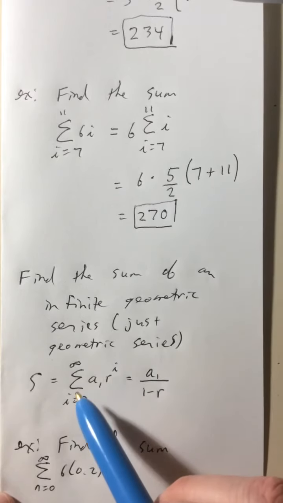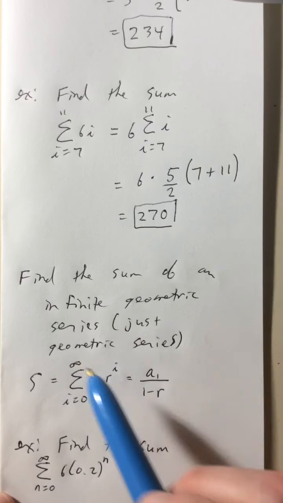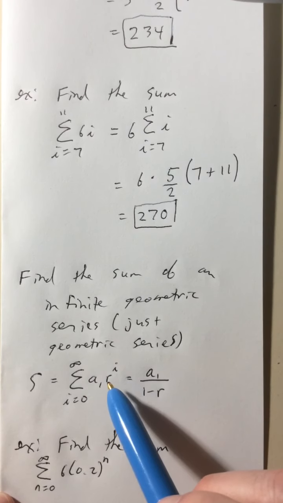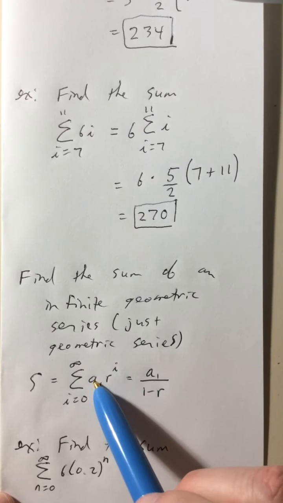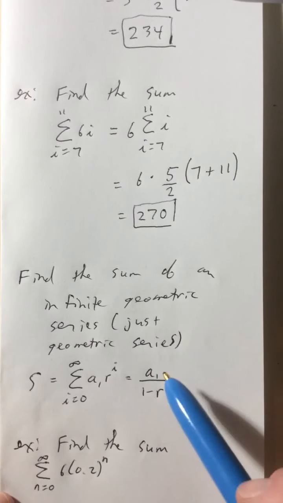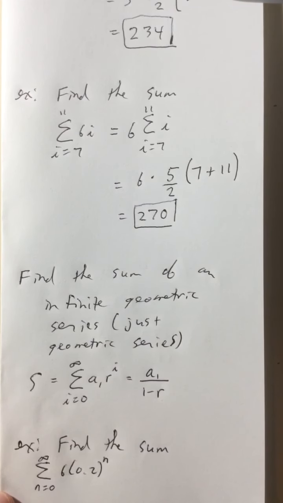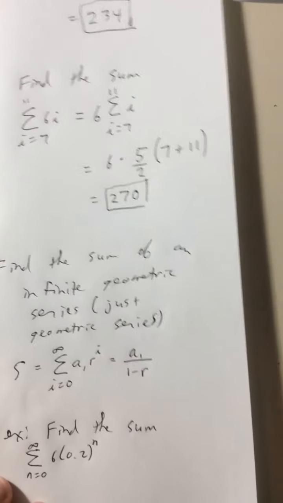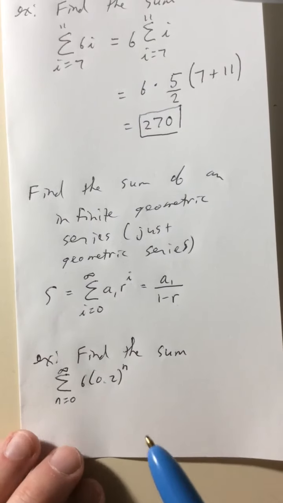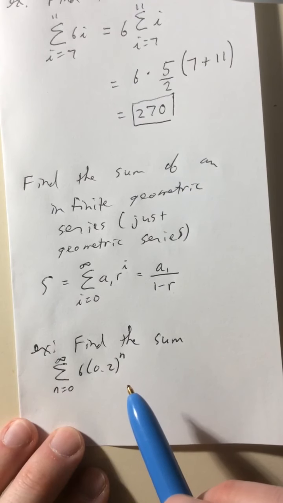So here's our formula. The sum of all the terms from 0 to infinity, where we have a geometric series, a starting term, and a common ratio to a power, is going to be simply the first term divided by 1 minus the common ratio. Again, a nice simple formula, and yes, I will give you the formulas for your test. All right, so here it is, just applying the formula to this simple problem right here.